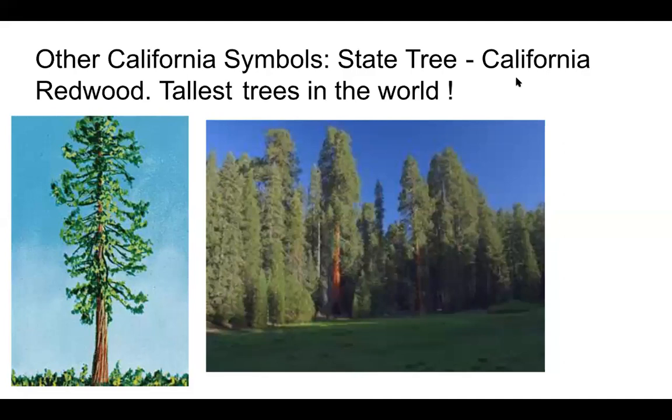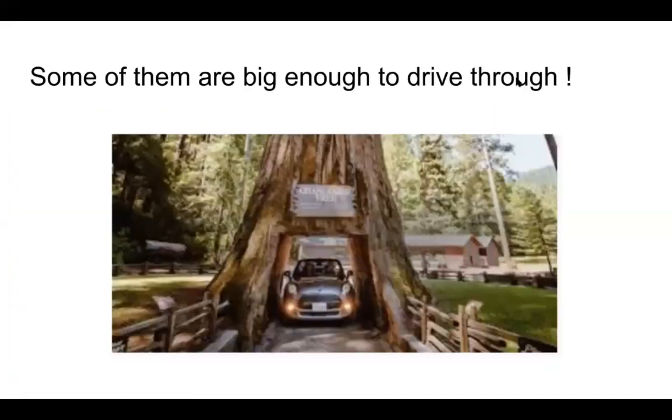All right, so other California symbols like the state tree, the California redwood, you may be familiar with those if you've gone to any of our local state parks. Some of them are big enough to even drive through. So this is the chandelier tree. Unfortunately, I don't think you can drive through it anymore.